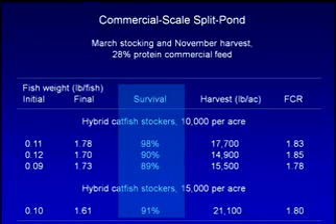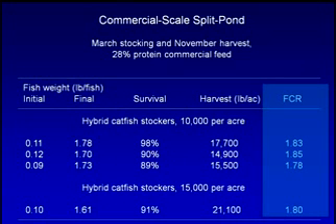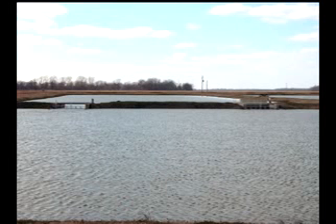Fish survival in all but one of the trials was above 90%, which is much higher than the average 60% survival typical in open ponds. FCR, or feed conversion ratios, were close to 1.8, which is better than the industry average of 2.4.